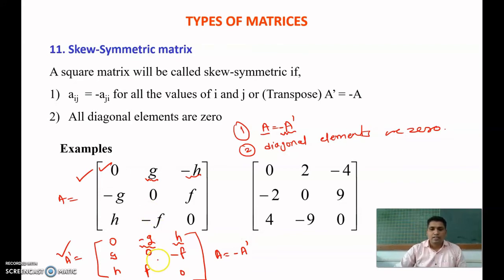So in that case, when both conditions are satisfied, then the matrix is skew symmetric. The same case happens with this example also. When you take the transpose of this matrix, you will get the skew symmetric matrix, which means the elements are negative in the obtained matrix. So this question can be asked in an MCQ exam or in competitive exams: what are the conditions to satisfy a skew symmetric matrix?